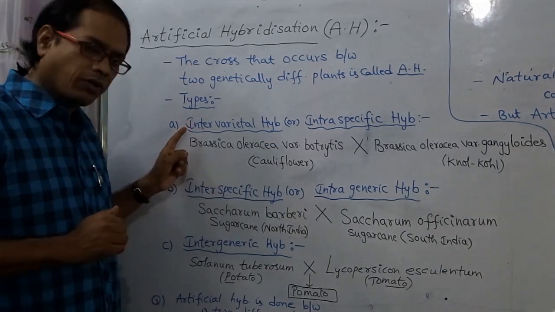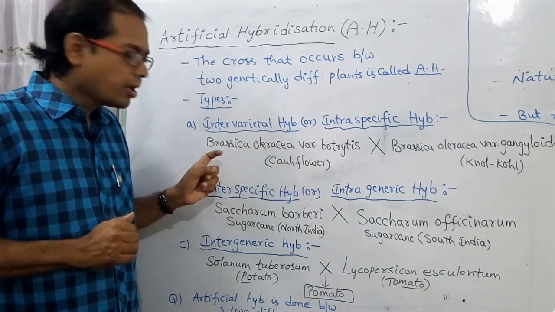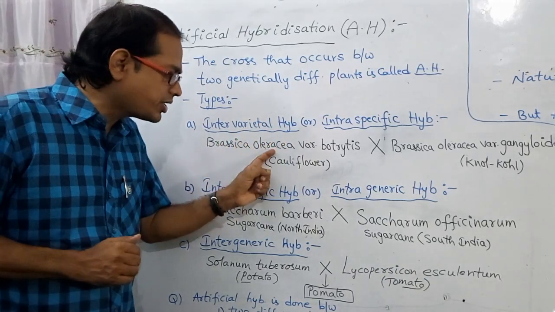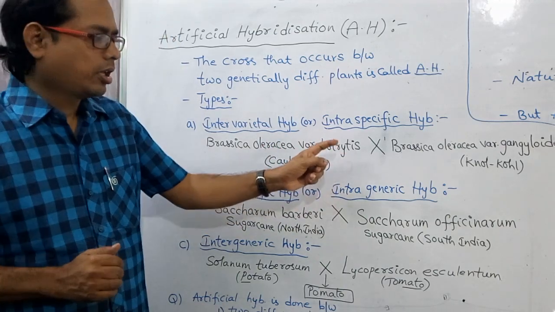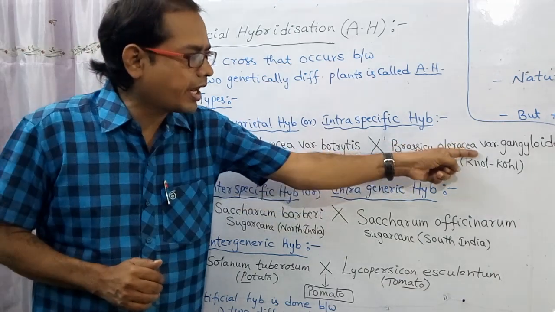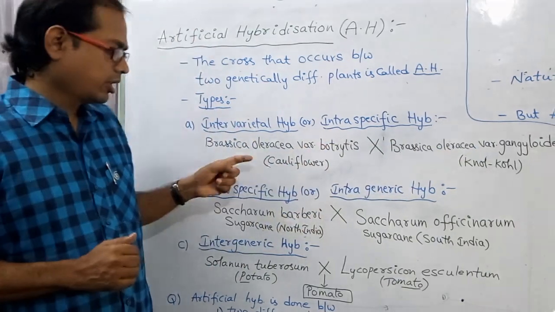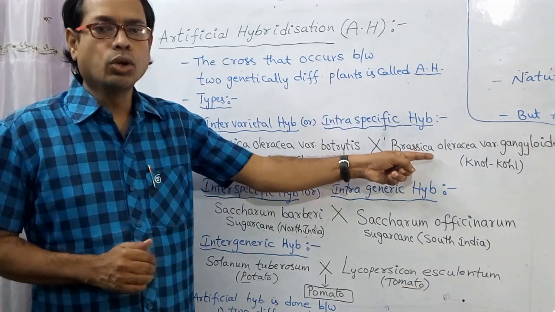Right. First one, intervarietal hybridization. That means Brassica oleracea variety botrytis, and here another plant, Brassica oleracea variety gangliodis. This is commonly called cauliflower. This is commonly called knol-khol.